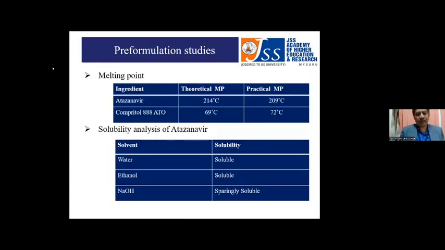For pre-formulation studies, we did the melting point analysis. The theoretical reported melting point of Atazanavir is 214 degrees centigrade. The practical melting point which we determined in our lab is 209 degrees centigrade. For the solid lipid Compritol 888, the theoretical melting point is 69 degrees centigrade and the practical melting point is 72 degrees centigrade. We also performed solubility analysis, in which the drug Atazanavir showed good solubility in water and in ethanol, but in sodium hydroxide solution it is sparingly soluble.